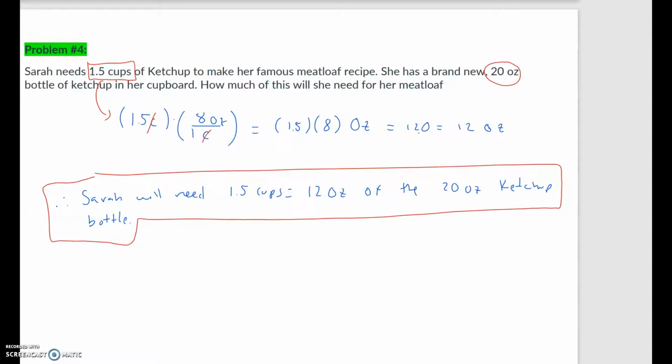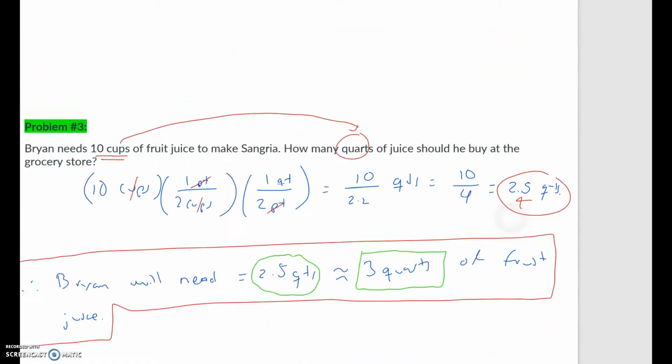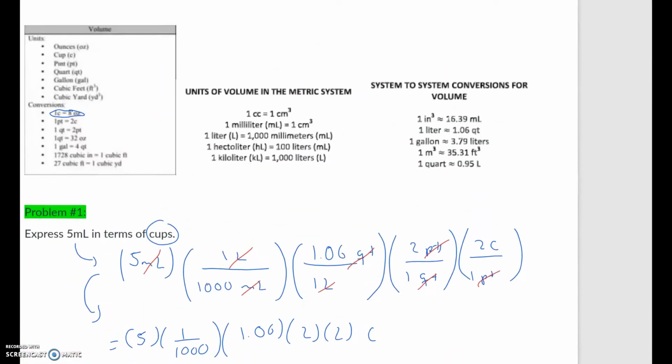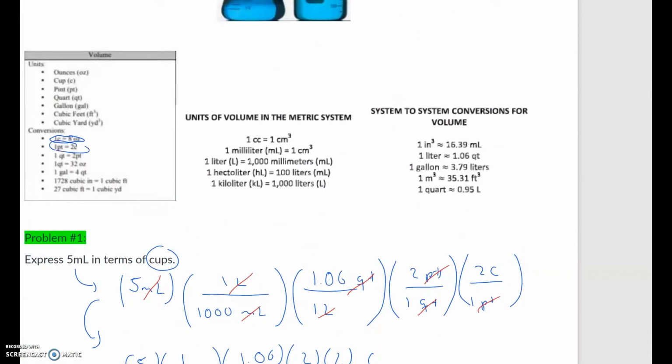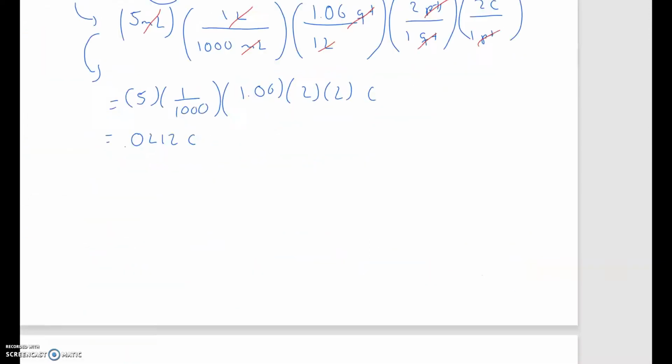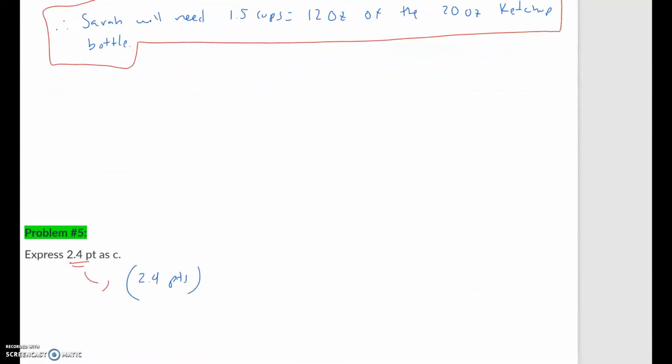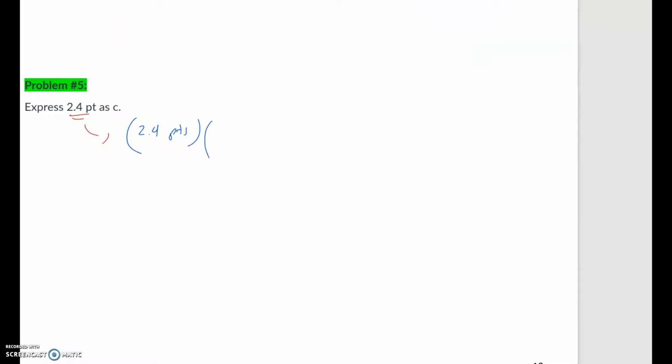Let's take a look at example 5. In example 5, they want, well, pints to cups. Let me rewrite it as 2.4 pints. Let me go to the conversion. And we have then 1 pint, there's a total of 2 cups. So let me rewrite it as 1 pint, a total of 2 cups.